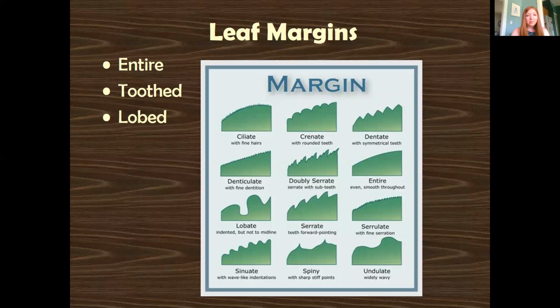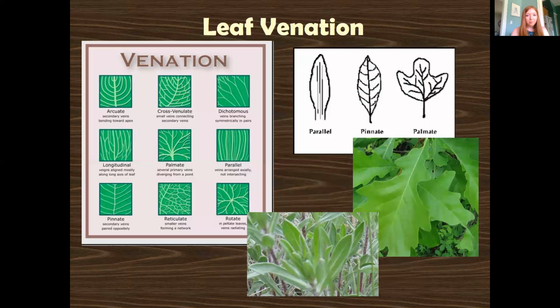Now, leaf margins. This is a good one to know, and this picture here is really good. The margins of a leaf can look different ways, and this can help you identify a plant. You can have a toothed leaf that's serrate, or you can have an entire, smooth leaf that doesn't have any little bumps along the margin. Leaf venation, I went into this a little bit already.